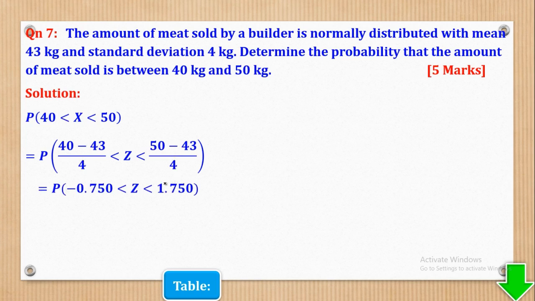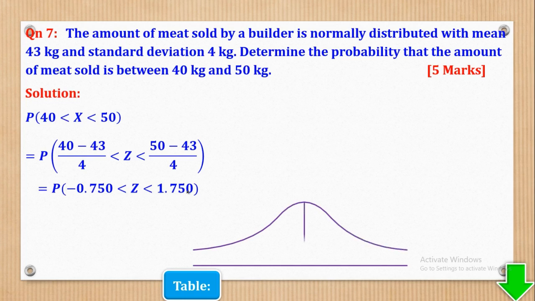And I was thinking to realize that after standardizing, this X becomes Z. Now from this step, it is easier to first make a sketch of the normal curve. So the sketch of the normal curve will be like that. In between it is 0, then we shall locate this negative 0.750 and that is that. Then also locate the positive 1.750 and that is that.